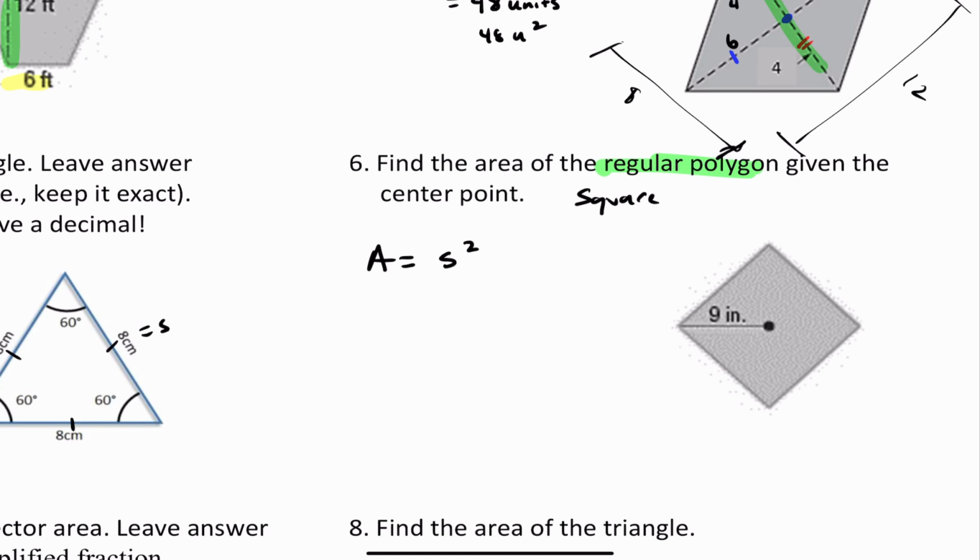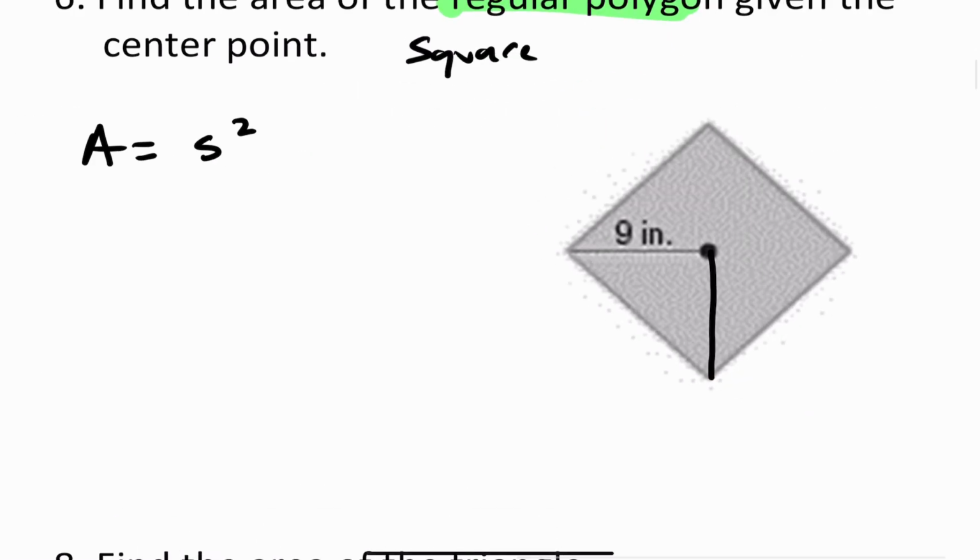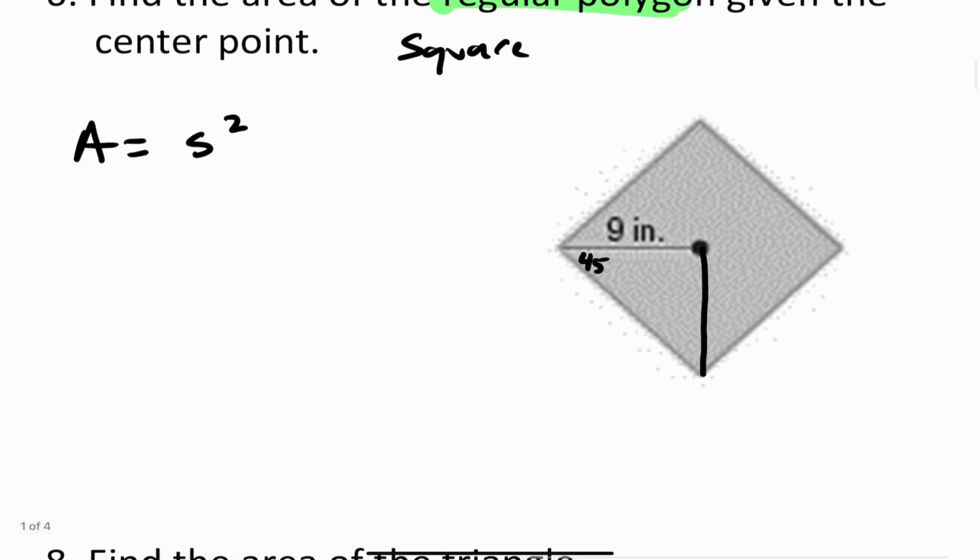But we don't have a side length. So what are we going to do? We're going to go ahead and create another segment from the center to one of the vertices right here. Okay? So we know with the square, this angle is 90 degrees. This is 90. This is 90. And this is 90. But if I drew in that segment, it's going to split the 90 into 2 congruent parts, right? So we have 45 here, and this is also 45. And if that's 45, we know for sure that this is 45, right?